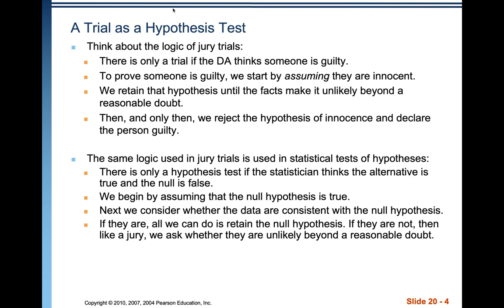The same logic used in jury trials is used in statistical tests of hypotheses. There is only a hypothesis test if the statistician thinks that the alternative is true and the null is false. We begin, though, by assuming that the null hypothesis is true, and next we consider whether the data are consistent with the null hypothesis. If they are, then all we can do is retain the null hypothesis. If they are not, then like a jury, we ask whether they are unlikely beyond a reasonable doubt.